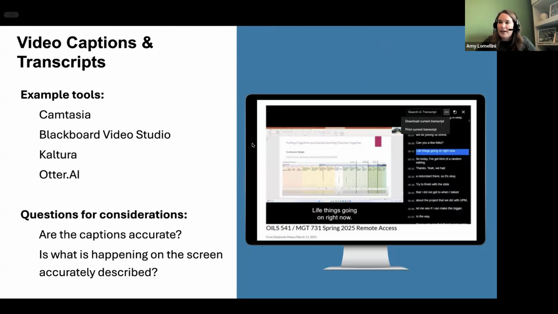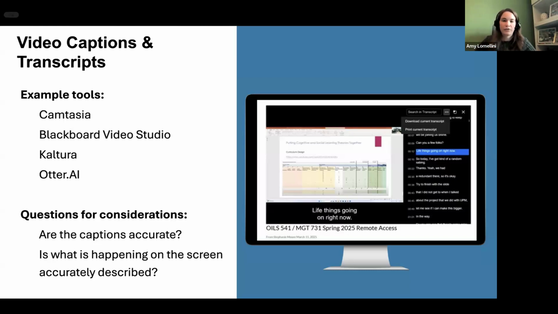And so the point of that is, again, they can't get it right all the time. And we have to be the ones in there to talk about, are the captions accurate? Is what's happening on the screen accurately described? So do you need something else to tell you that the faculty member is pouring chemical A into chemical B? Like, there could be more to it.